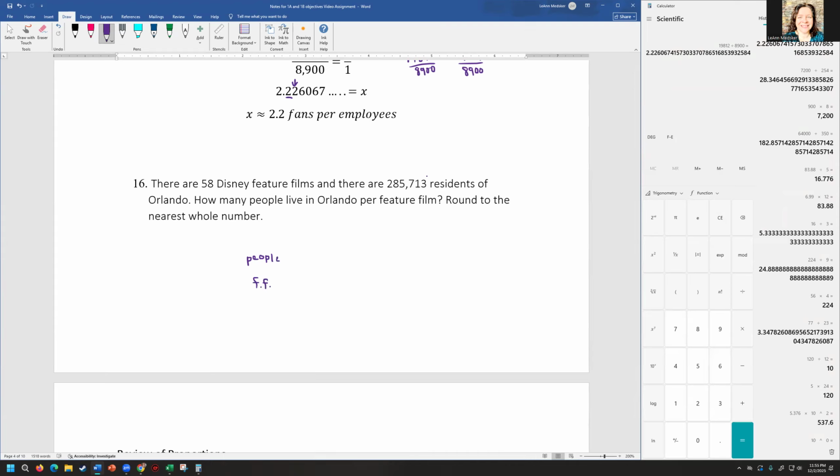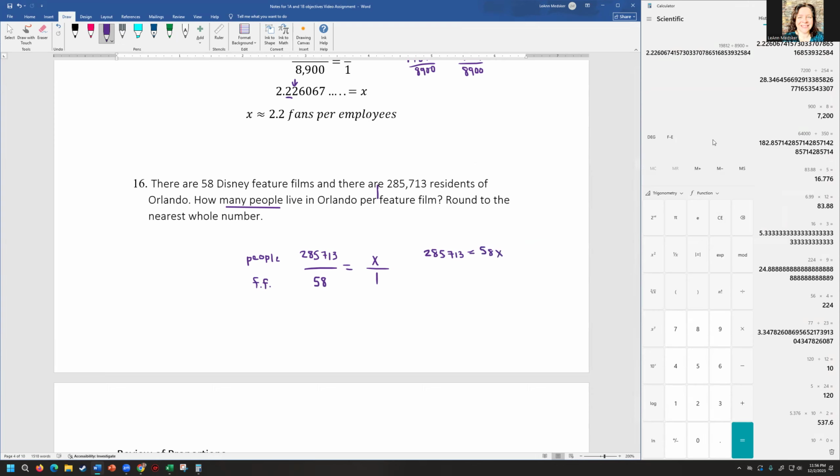Okay, so we have our information for the entire Disney library and the entire city of Orlando. So we have 285,713 people living in Orlando. Disney had at that moment 58 feature films. What we want to know is how many people, notice that's what we're looking for, would it be per feature film. If you don't see a number here, this is always understood to be per one feature film. Okay. So we're going to cross multiply. So anytime you times by 1, you just get the answer again. So 285,713 equals, and then 58 times x.